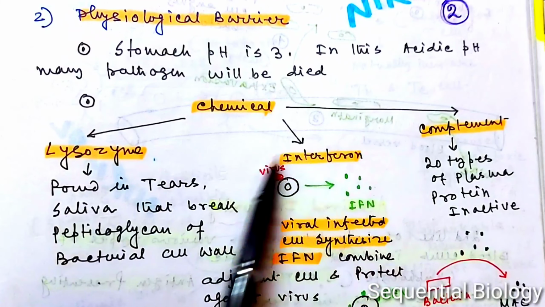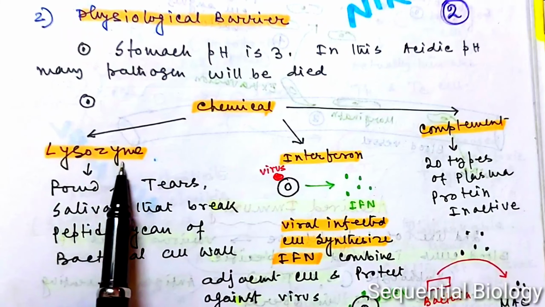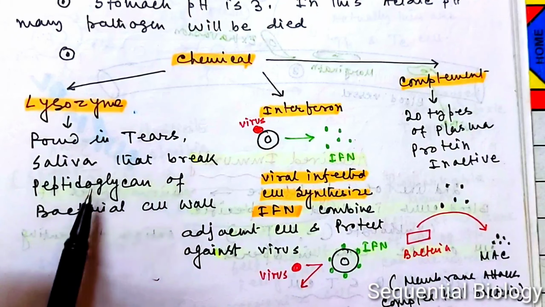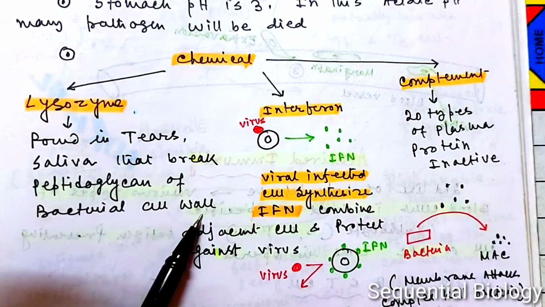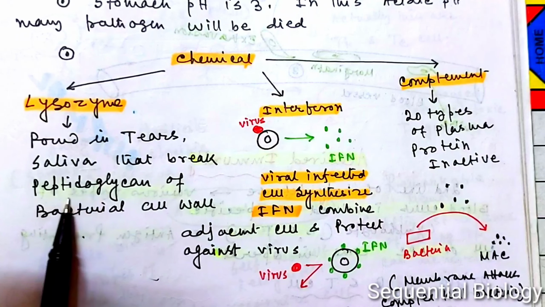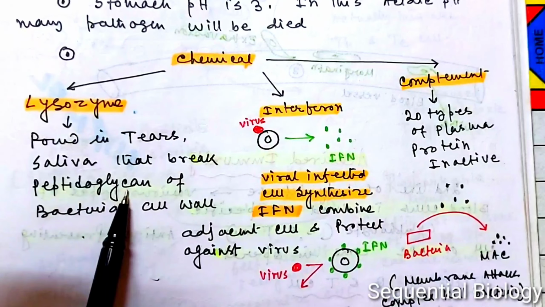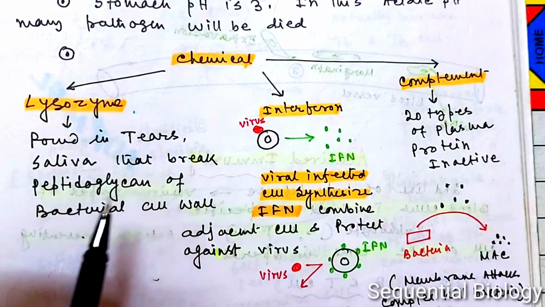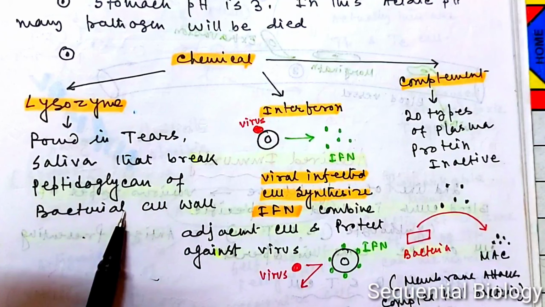These are very important. Okay, so the first component is the lysozyme. Lysozyme is found in tears and saliva, and it breaks the peptidoglycan of the bacterial cell wall. You know, in the bacterial cell wall there is a special type of component, the peptidoglycan, which is made up of N-acetyl muramic acid and N-acetyl glucosamine. So this lysozyme breaks the bacterial cell wall and so causes death of the bacteria.